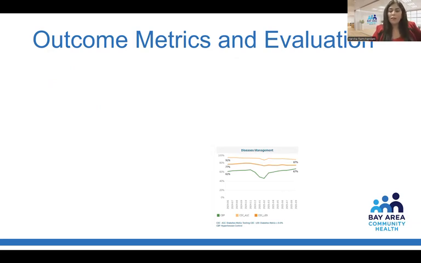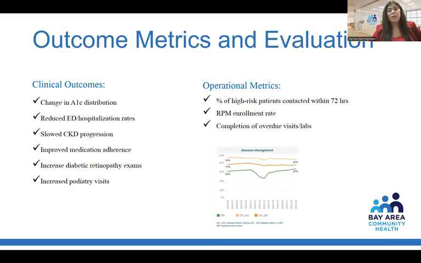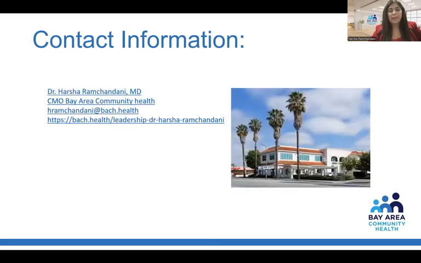So finally, our ultimate goal is to see improvement in the clinical outcomes. For example, change in the A1C distribution, reduced emergency department and hospitalization rates, slowing of CKD progression, improved medication adherence, increased diabetic retinopathy exams, and increased podiatry visits. Some of the operational metrics include high-risk patients contacted within 72 hours, their remote patient monitoring enrollment rate, and completion of overdue visits or labs.